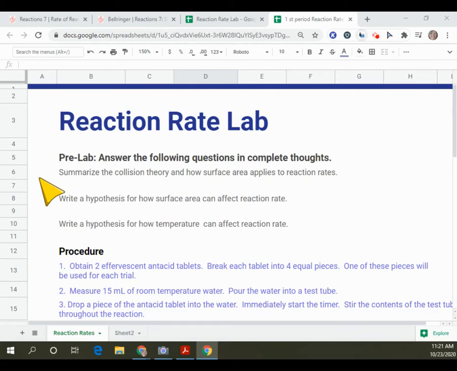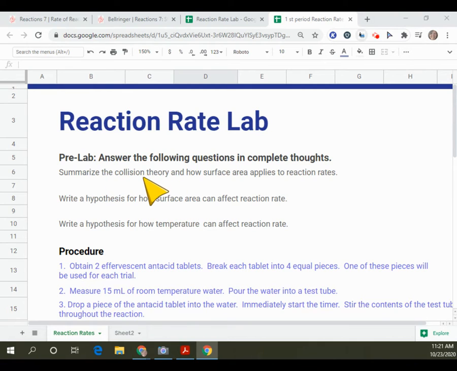Okay, so today we're going to review this reaction rate lab from reaction 7. Let's go ahead and look. Title, the pre-lab questions. You are supposed to answer these pre-lab questions before you go through the lab. So summarize the collision theory and how surface area applies to reaction rates. That was from the video embedded in the lesson.